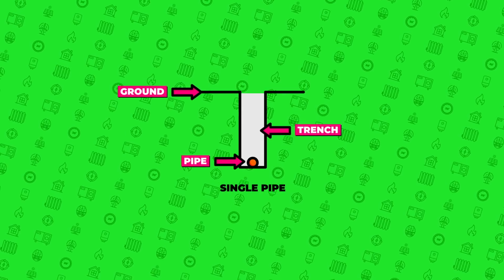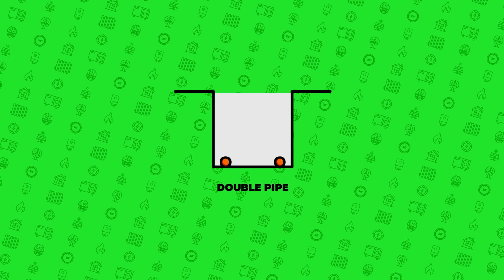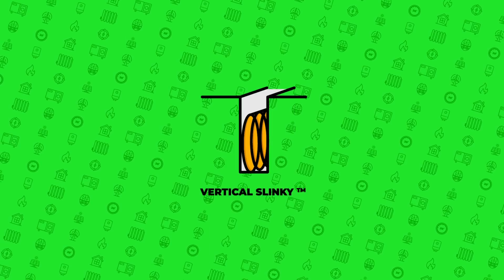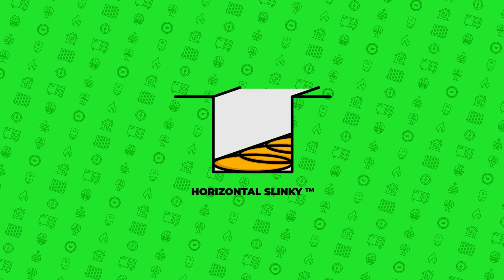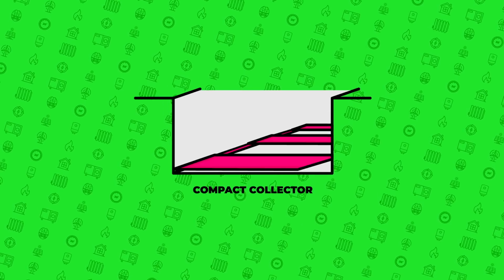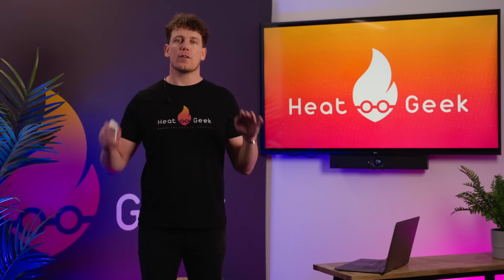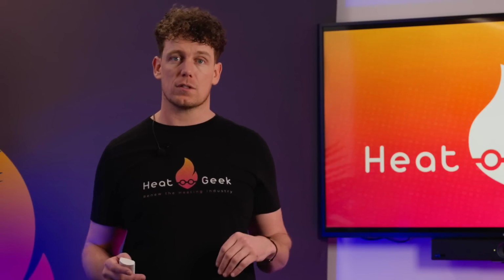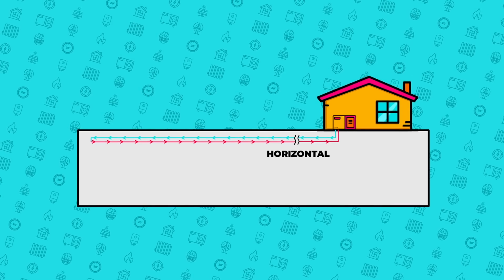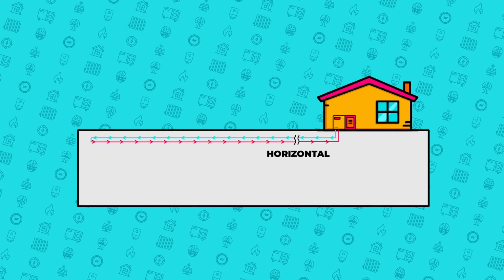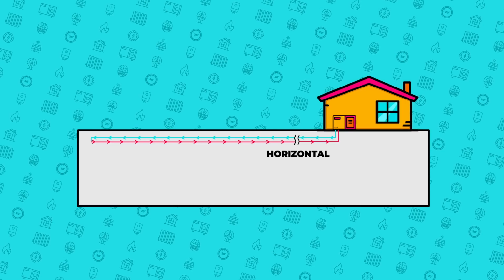They can be laid in a single pipe configuration, a double pipe configuration, vertical or horizontal slinky, or a compact collector. Trenches can be dug up in different patterns, but importantly, the more concentrated they are, the lower the efficiency and the more risk there is of freezing the ground, which is literally disastrous. The best and most efficient formation is the largest single loop pipe possible, covering as much ground as possible.